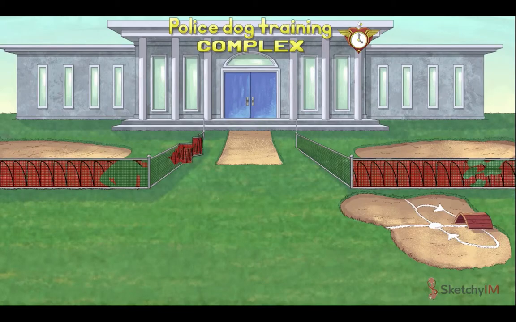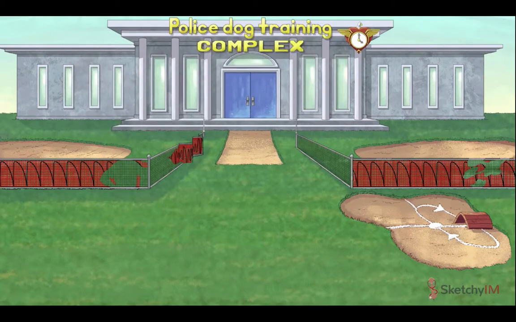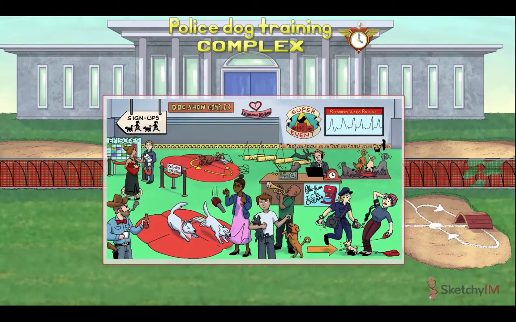We'll look at what it means to be a wide complex tachycardia. Then we'll assess whether the rhythm is regular or irregular, including a look at the QRS morphology, which can be monomorphic or polymorphic. And to top it all off, the arrhythmia duration can be important, i.e., it can be sustained or non-sustained. All right, ECG time.